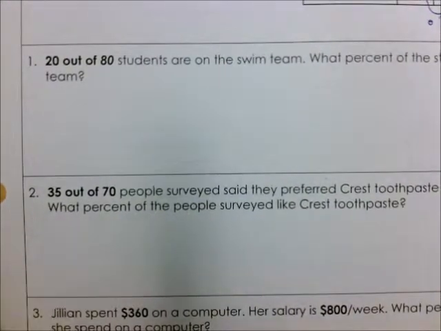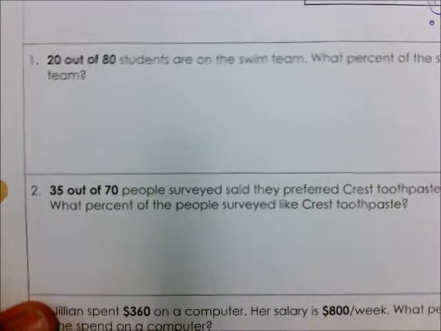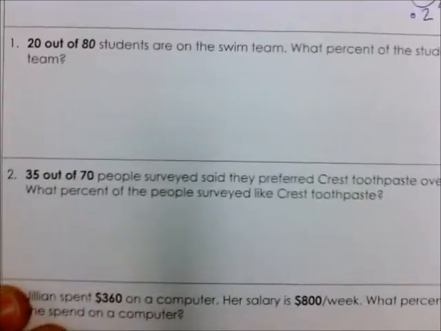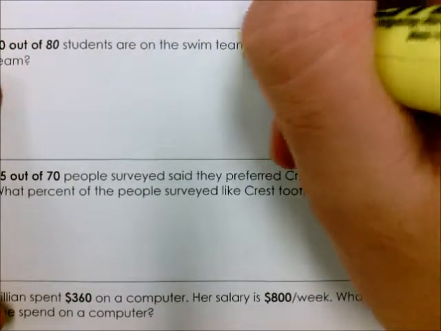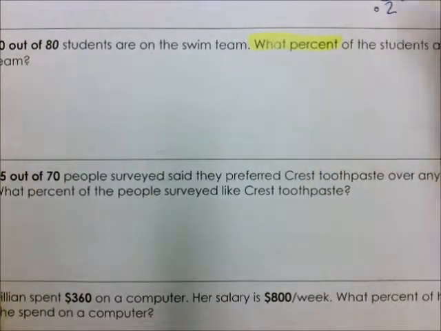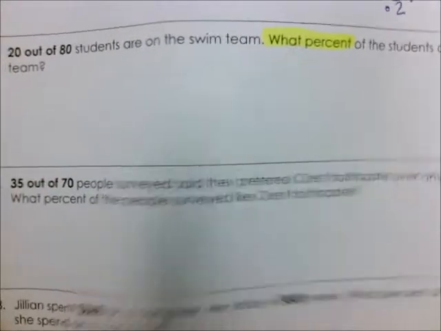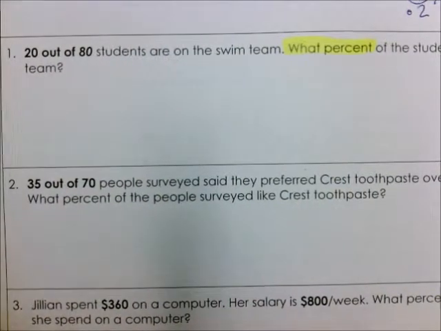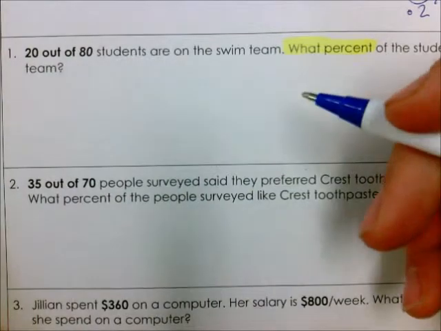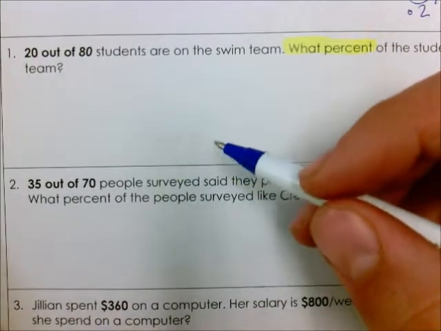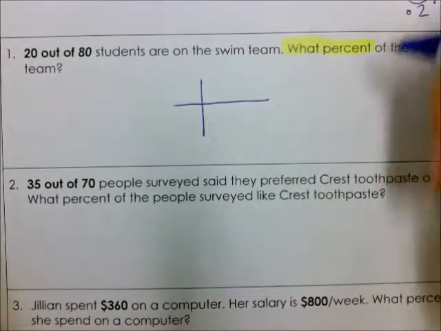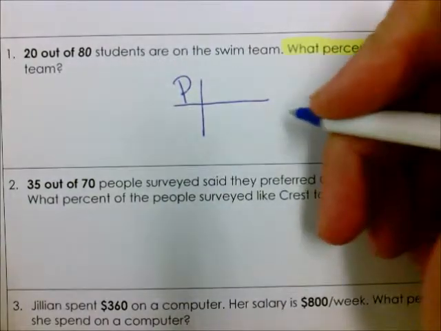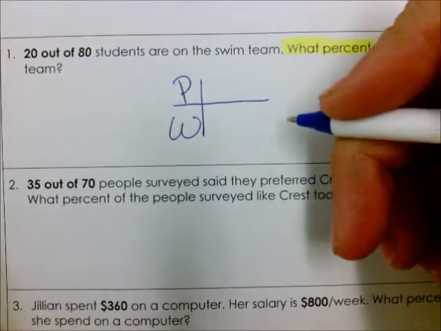If 20 out of 80 students are on the swim team, what percent of the students are on the swim team? All right, well, first off, I read this problem and I see what percent? What percent right there? So my answer needs to have a percent with it. And I also see this, 20 out of 80. Well, I already said, with percents, we have a part and a whole. I want to figure out the percent. So I'm going to create a ratio table just like we were before, and one of them will be my part, one of them will be the whole.